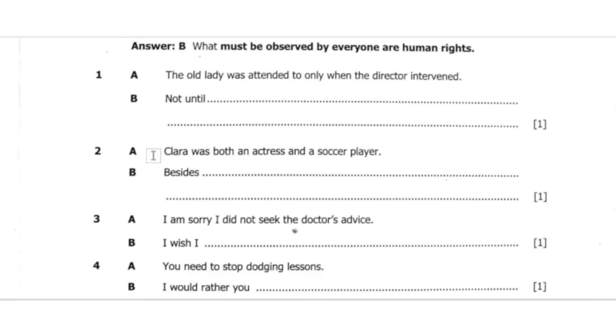Question number one is: the old lady was attended to only when the director intervened. So meaning, this old lady was not attended to until the director intervened. It's like the director asked, why is this lady not being attended to? Or maybe said, old lady, I've seen you here for a long time, what is happening? Then he queries the staff, she has been here for a long time, why are you not attending to her? Then maybe that's when they attend to her. So how do we rewrite this one?